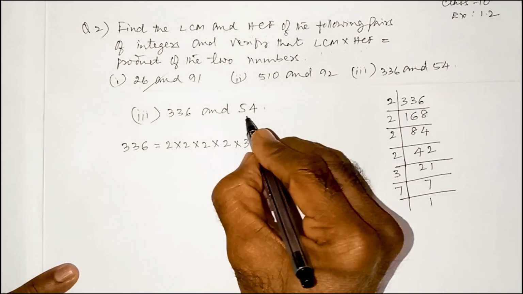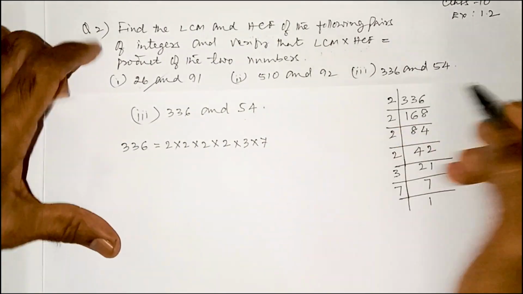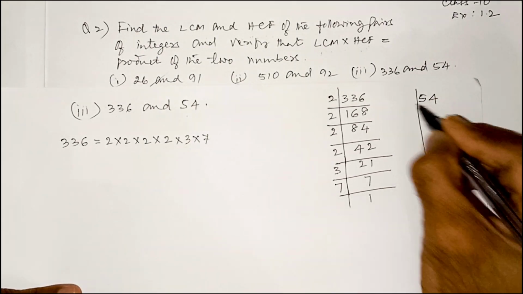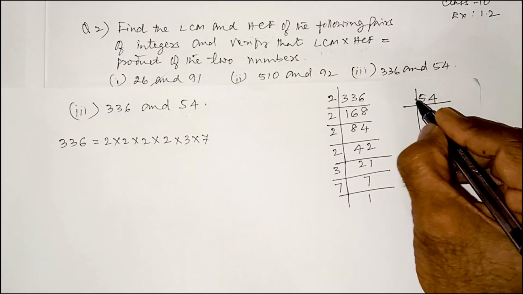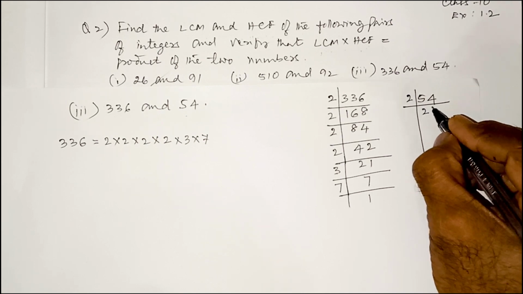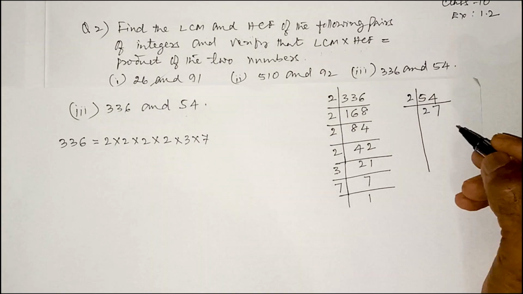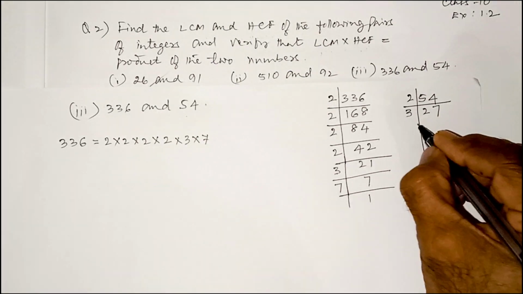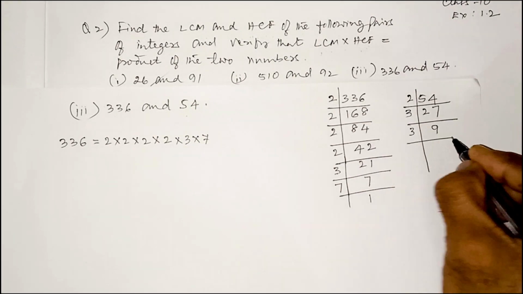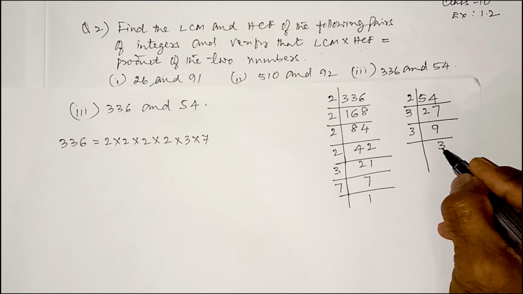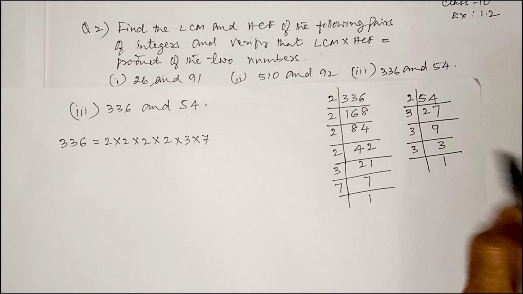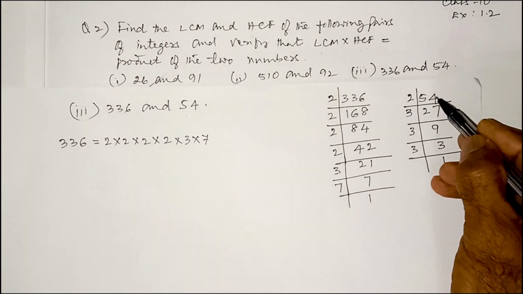Now we will find out the factors of 54. Similarly, write down the factors of 54. As it is an even number, you can try with 2. 2 into 2 is 4 and it is 14 now. 2 into 7 is 14. Now you can try with 3. It goes easily 9 times. Try with 3 again. 3 into 3 is 9. Now this is a prime number. It cannot go further, so it is only once. 3 into 1 is 3. These are the factors of 54.